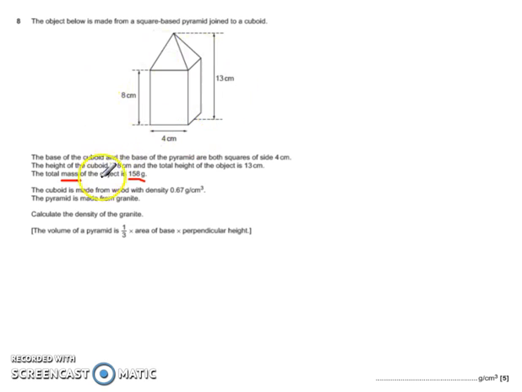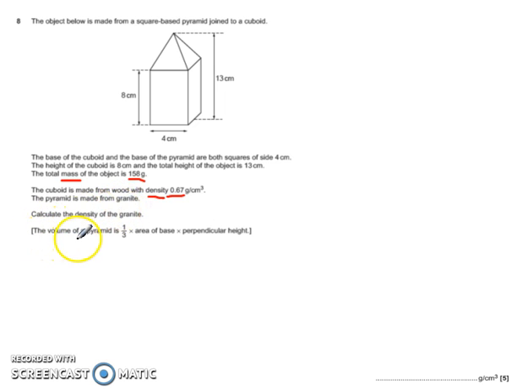see as something on the diagram. The cuboid is made from wood with a density of 0.6 grams per centimeter cubed. So what we should be looking at here, we've got the word mass, we've got the word density, we've got the ability to calculate a volume. So this is a density mass volume style question. We are tasked with finding the density of the granite, and the pyramid is made from granite. Okay, the cuboid's made from wood, the pyramid's made from granite.